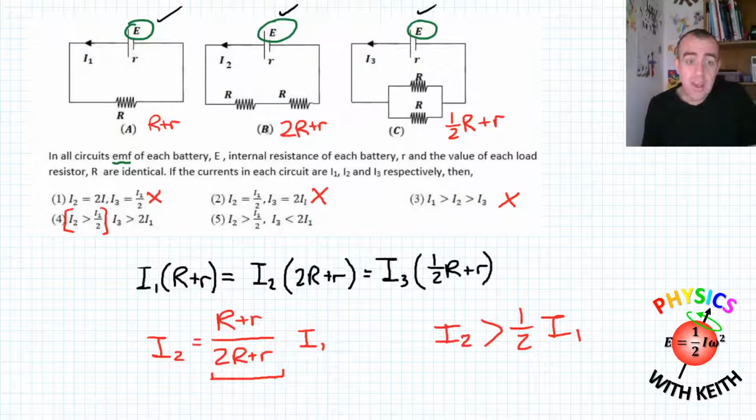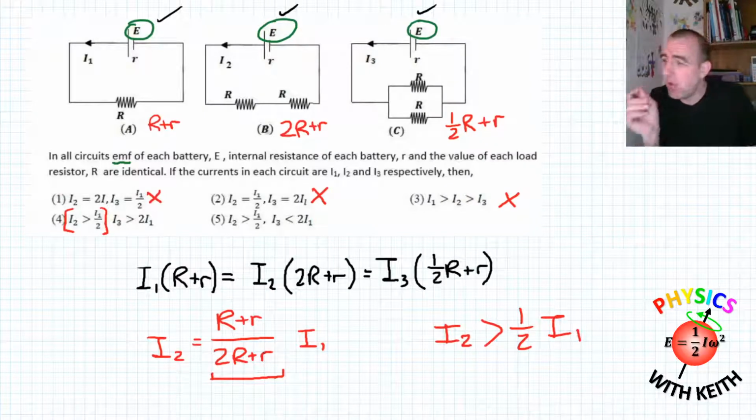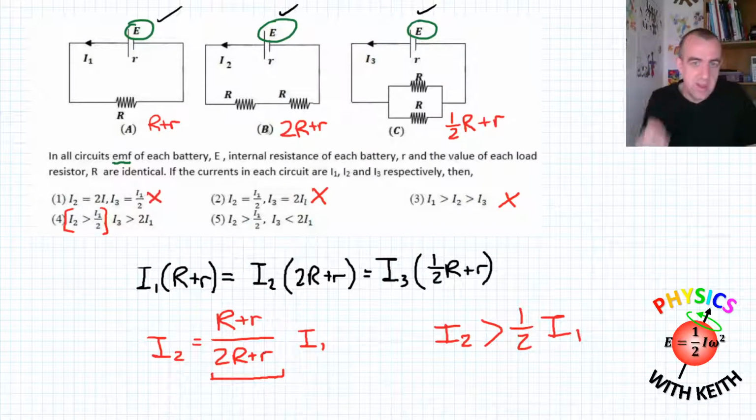There's no way I can get that. You could just see it. It's because of that plus little r that's the problem. There's no way that that number can be bigger than a half. So, yeah, 4 can't work either.